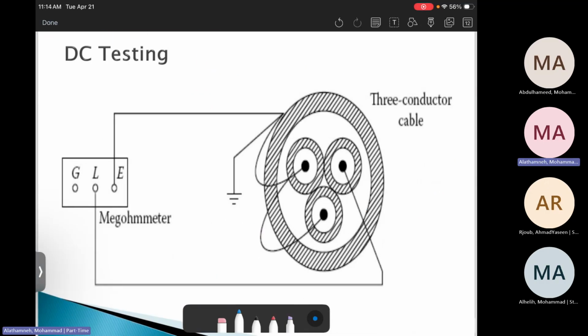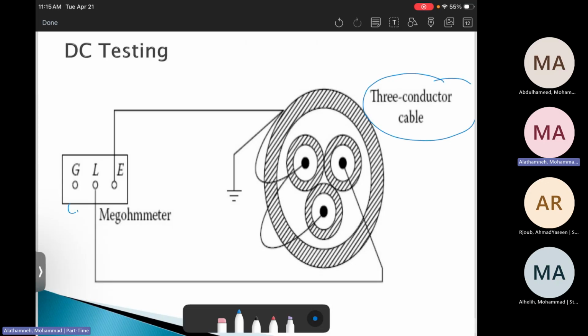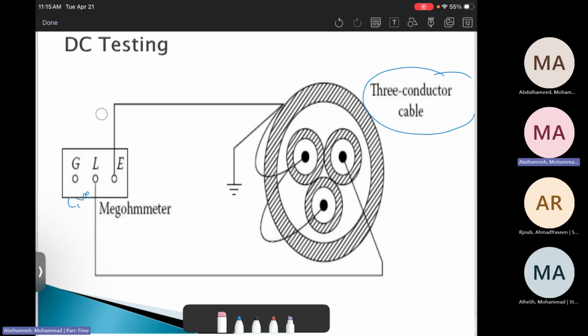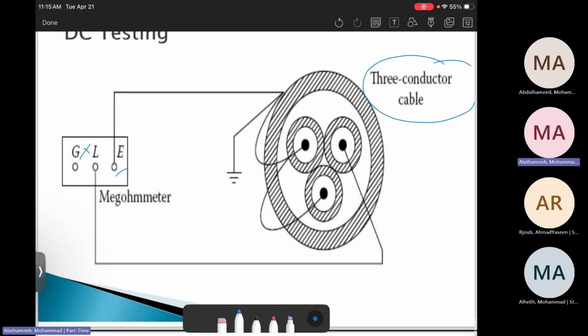Now, how about if we need to do it for a three-core cable? We will do the same thing. This is live, the positive. This is neutral, the negative. Then we short all of the phases together, or we short two phases. This one and this one are shorted and connected to the ground, while this one is still connected.